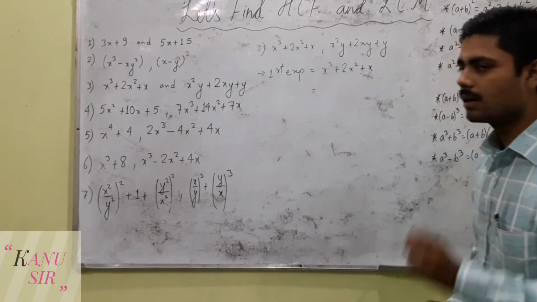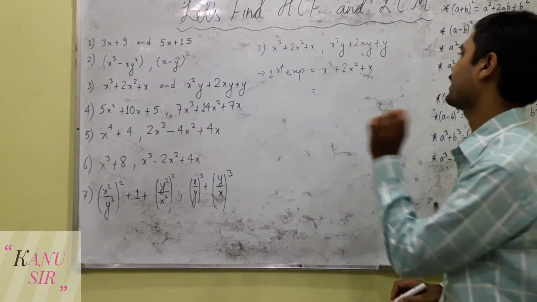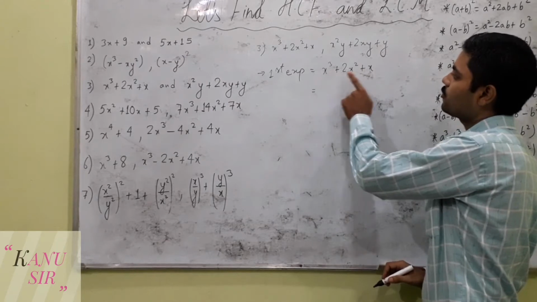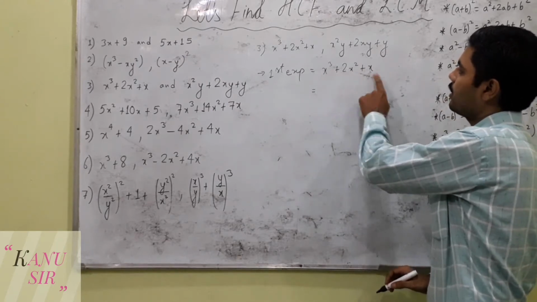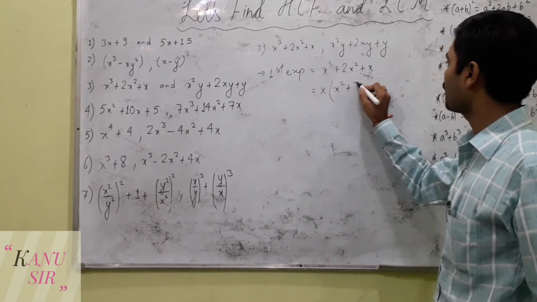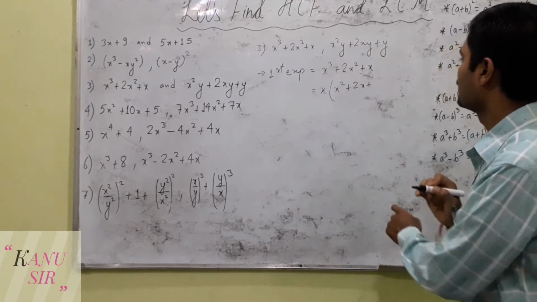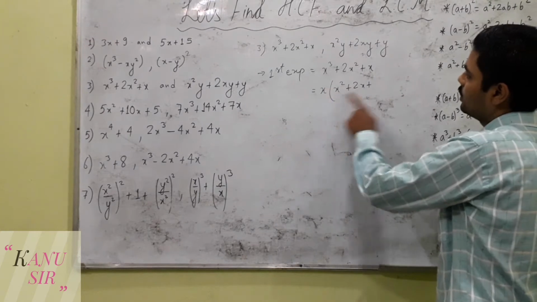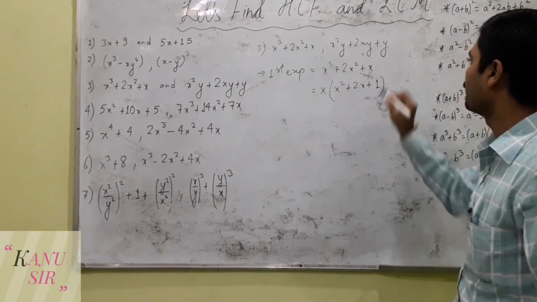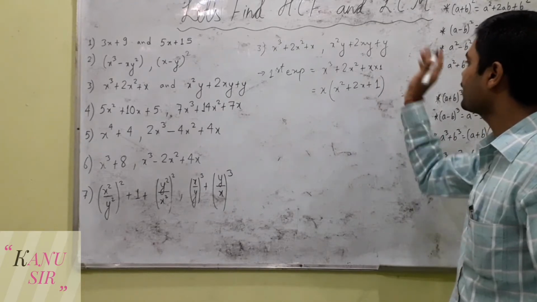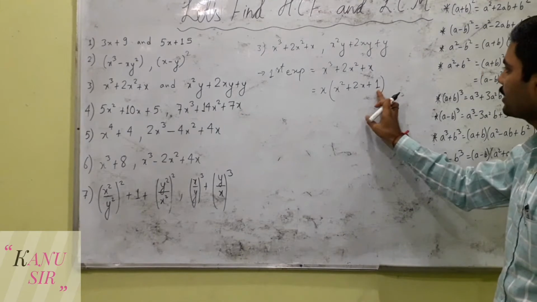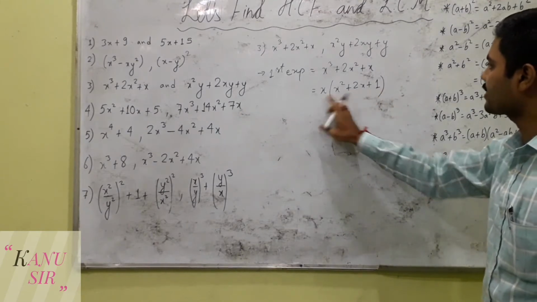The first concept of factorization is to take common. In x cube, x square and x, there is at least one x in all 3 terms, so you can take x common. We'll get x times (x square plus 2x plus 1). Now if one x is out, there will be 1 left in a product form, because x times 1 is x. We don't write 1 in the expression, but we can write 1 while taking x out of the expression.